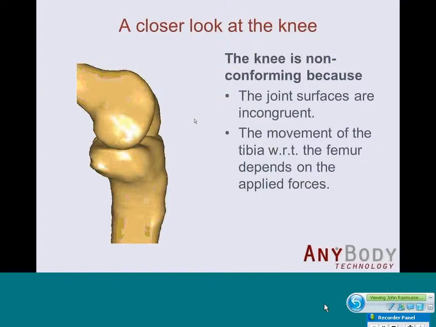Now, let's take a look at the knee as an example. Why is the knee a non-conforming joint? Well, first of all, you can see that the joint surfaces are incongruent. One joint surface is this one that I'm trying to highlight here, the surface of one of the tibial condyles, and you can see that this is a curved surface that has a variable radius of curvature. And the other surface down here, the tibial surface, is much more flat, and therefore you have a non-conforming joint because it actually allows the femoral condyle to slide back and forth to some extent on the tibial plateau.